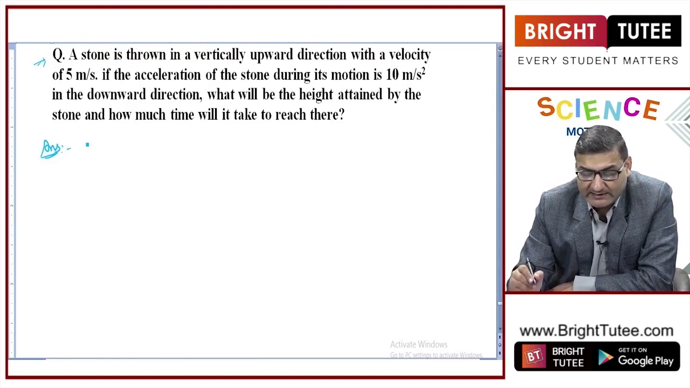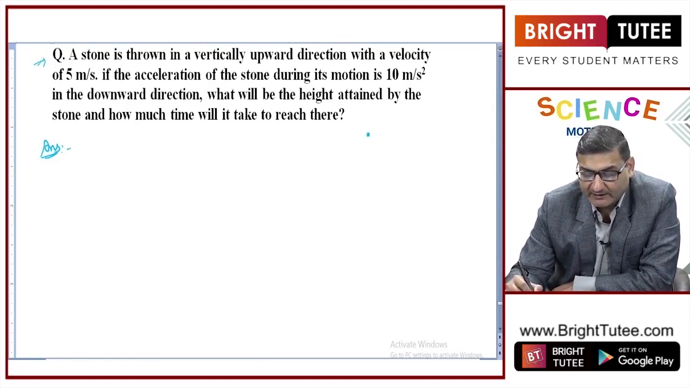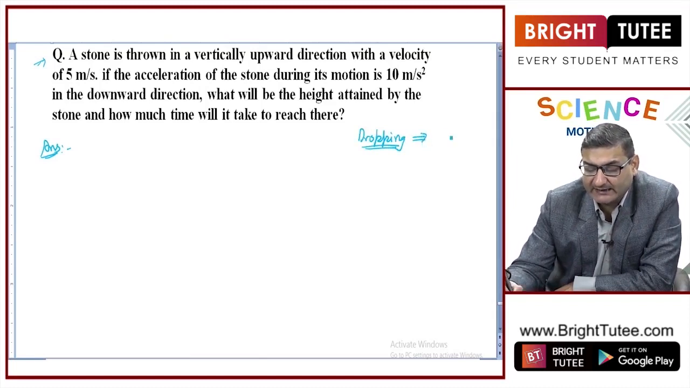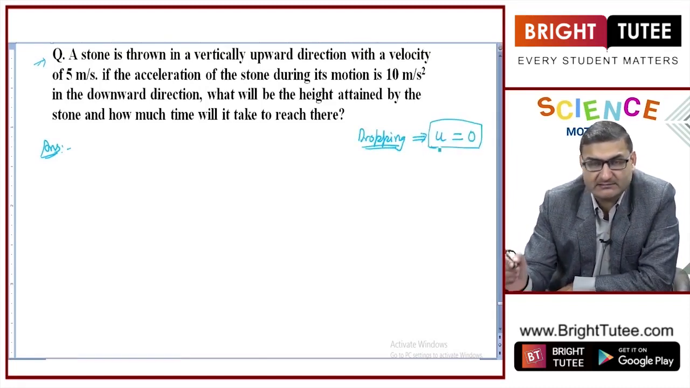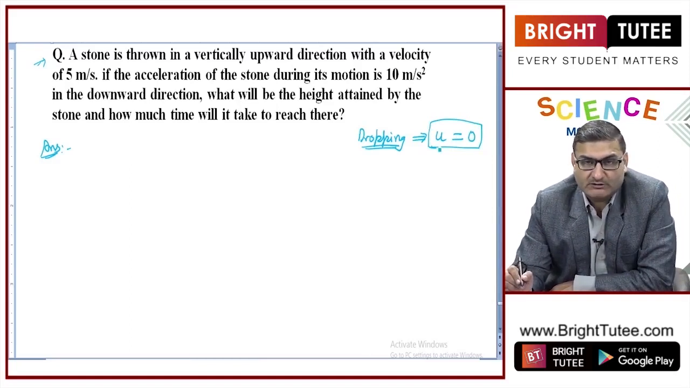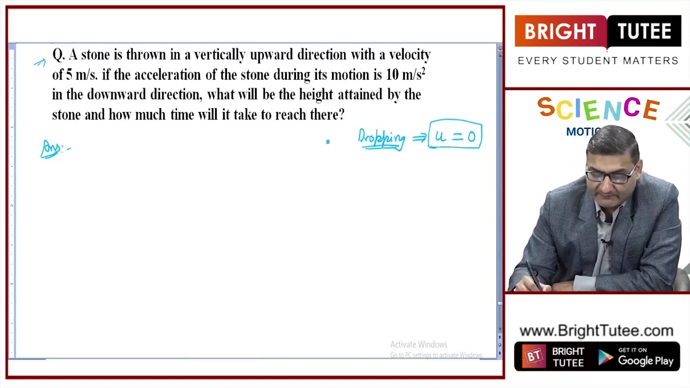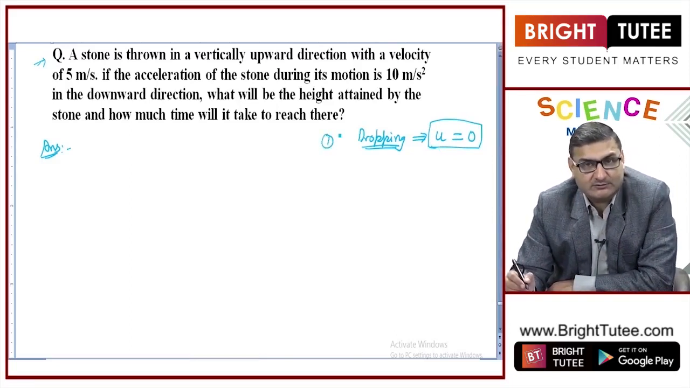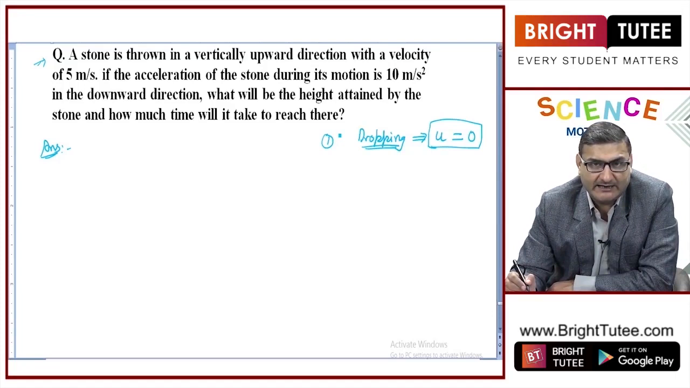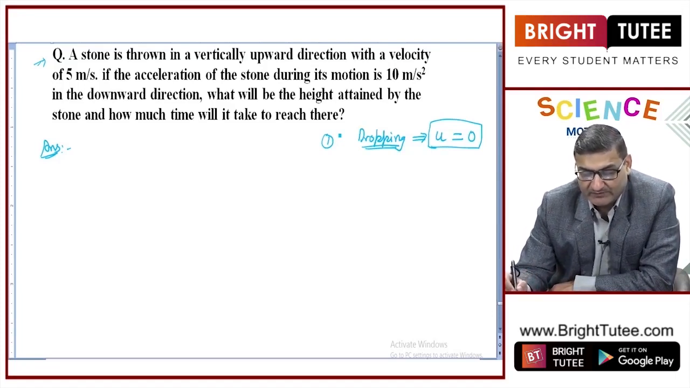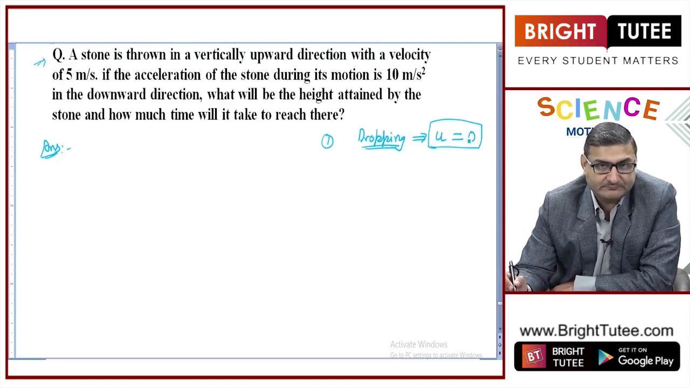Now one thing that we need to remember is, whenever an object is being dropped from some height, in that case we assume that its initial velocity is 0, because initially the body was at rest. So whenever we are dropping any stone or ball or any object from a height, we will always assume initial velocity to be 0.